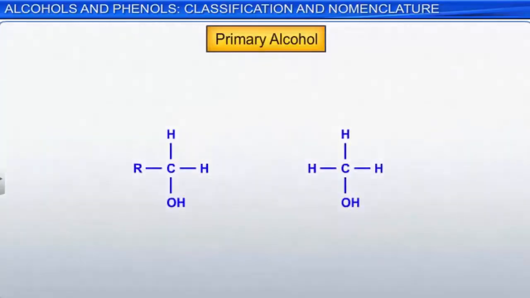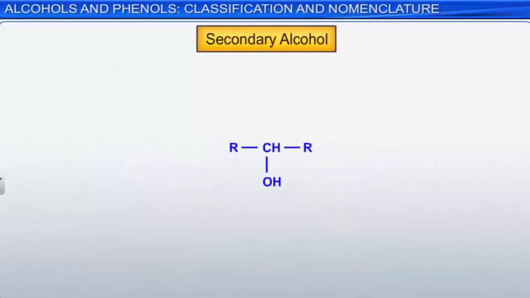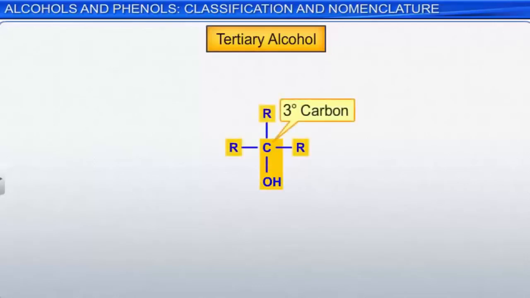In a primary alcohol, the carbon attached to the hydroxyl group is linked to one other carbon-containing group, or to none of the carbon-containing group, as shown in the illustration. In a secondary alcohol, the carbon to which the hydroxyl group is linked is attached to two carbon-containing groups. In a tertiary alcohol, the carbon linked to the hydroxyl group is bonded to three carbon-containing groups.